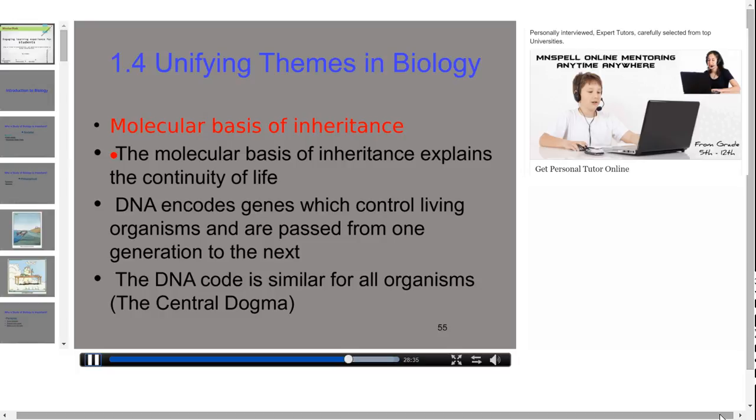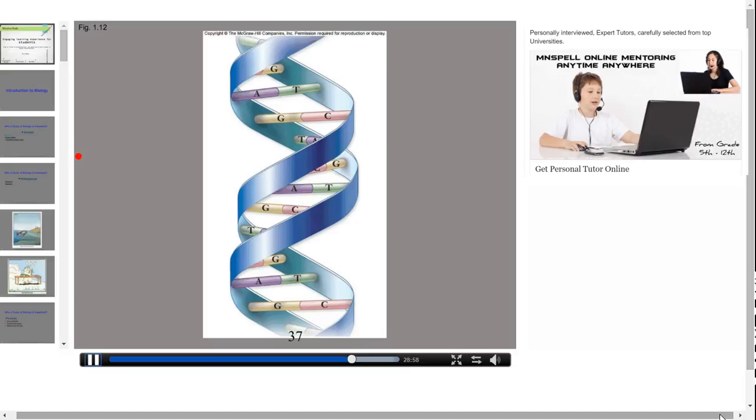So the only thing is, genetics is an important factor which defines all these factors together. And one important role is played by the DNA, which encodes the genes, and these are the genes which control the living organisms, and these genes are passed on to the next generation. DNA code is similar for all organisms. That is, DNA codes for mRNA, mRNA codes for proteins.